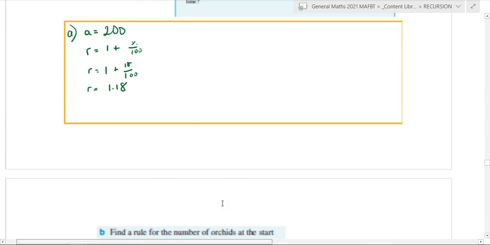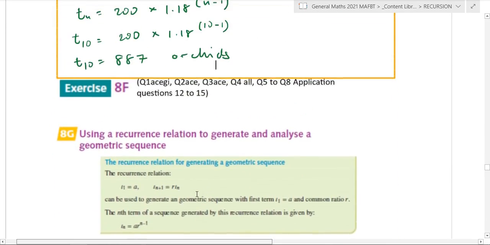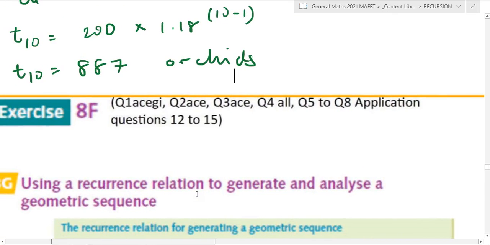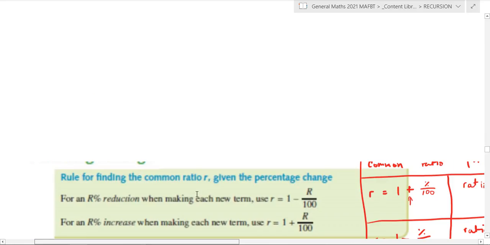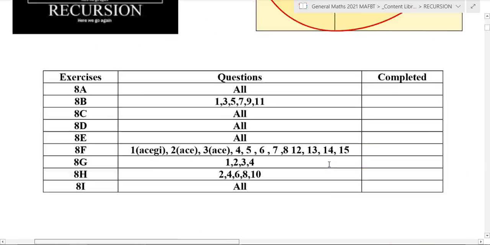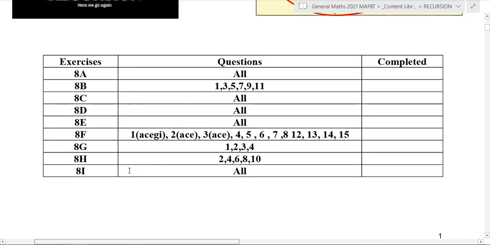But go ahead and start your exercises for 8F. Remember, by the way, I should point out, use the checklist at the front of your textbook, please, or front of your booklet. Thank you.